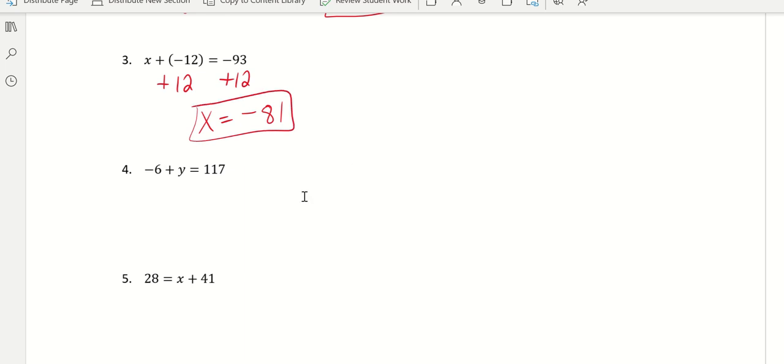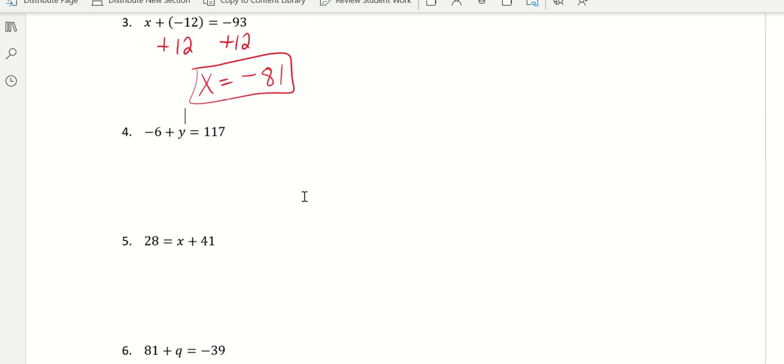Next one, 4. Negative 6 plus y. What's the inverse of negative 6? In other words, how can we make this 0? The inverse of negative 6 is adding 6. So plus 6 and plus 6. And we get y equals 117 plus 6 is 123.